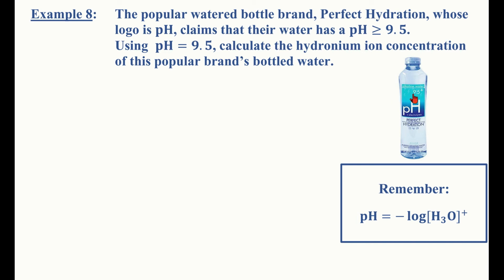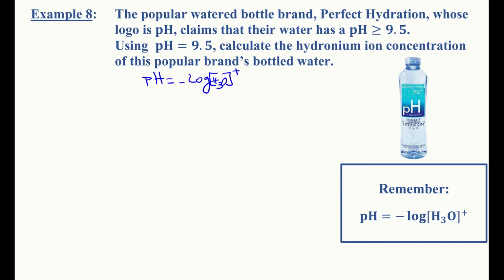Notice that they claim their water's pH is 9.5 plus, which means greater than or equal to 9.5. So if we just assume that it's 9.5, let's calculate the hydronium ion concentration of this particular popular brand of water. So here's the formula. We're going to start with the formula: pH equals negative log of H3O plus. Now that's a lot of writing.